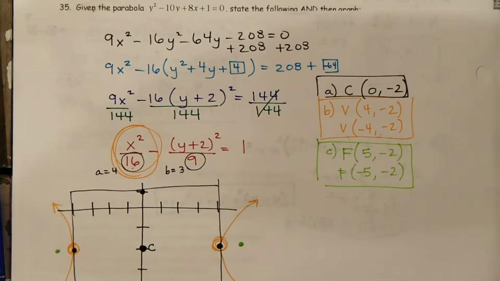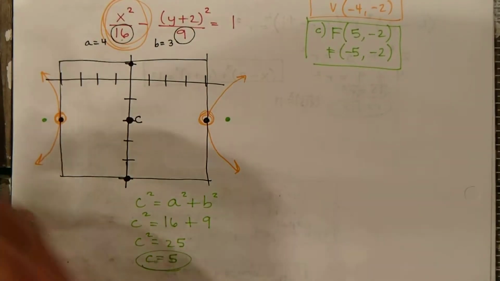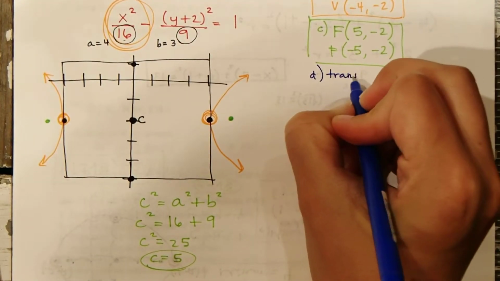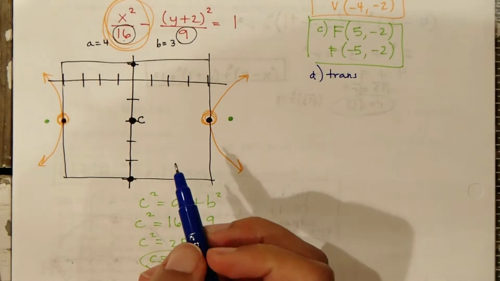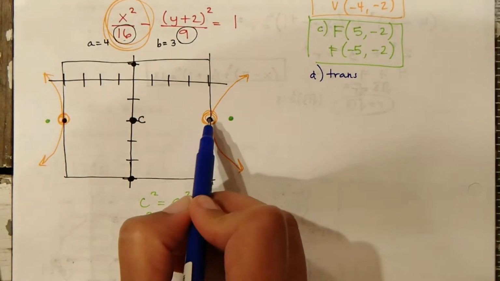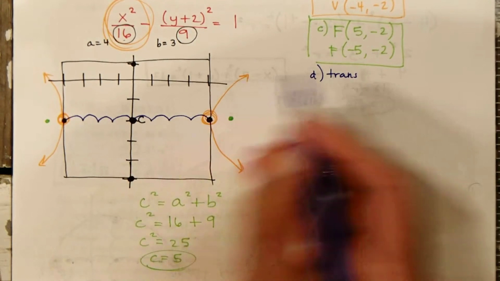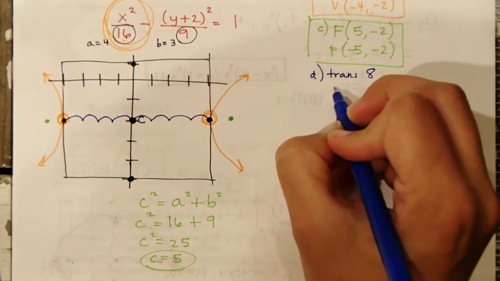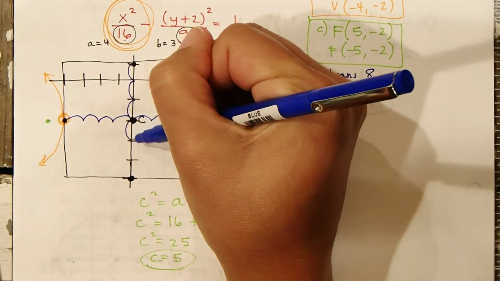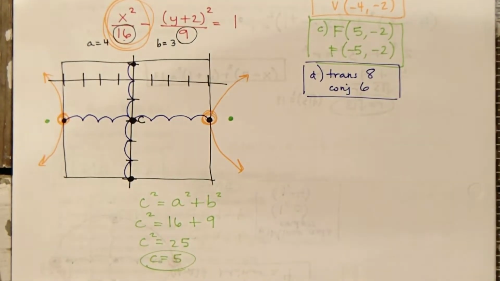Okay, next, D, the length of the transverse and conjugate axis. So D, the transverse is our major axis when we're talking about hyperbolas. So we go 1, 2, 3, 4, 5, 6, 7, 8. So our transverse axis is 8. Our conjugate is our minor, so that's going to be 1, 2, 3, 4, 5, 6. Those are our axis lengths.